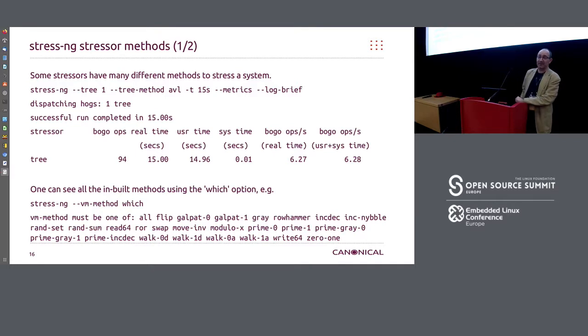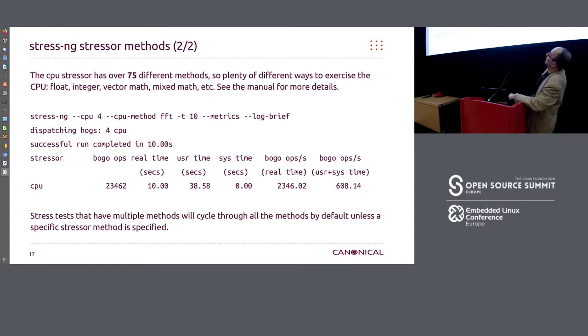And if you don't know which methods are available, you don't have to go to the manual page. You can just say the stress test method, which is available, and it shows you all the methods which are available. So you can see some stress tests have got lots of different ways of running a stressor. The CPU stressor is the one which has got the most methods. It's got 75 different ways of exercising the CPU. And if you don't specify the method, it will go through all those 75 options. And that way you get a really good mix of CPU stressing.